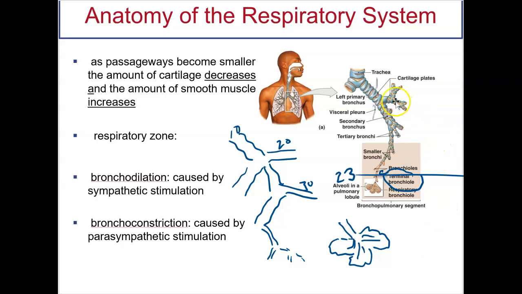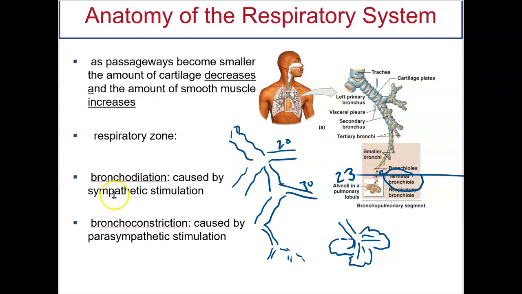Now, one thing we notice, look at the cartilage. As we go from big to small, the amount of cartilage actually decreases while the amount of smooth muscle increases. And in the respiratory zone, if you look, there's no cartilage here. So the cartilage's purpose was to prevent the airway from collapsing. Well, now these smaller airways have less cartilage, so we worry a lot more about any kind of airway collapse, any kind of bronchoconstriction, because that's going to increase resistance quite a bit.